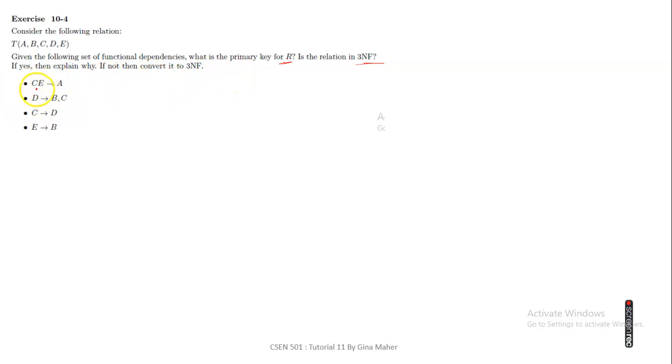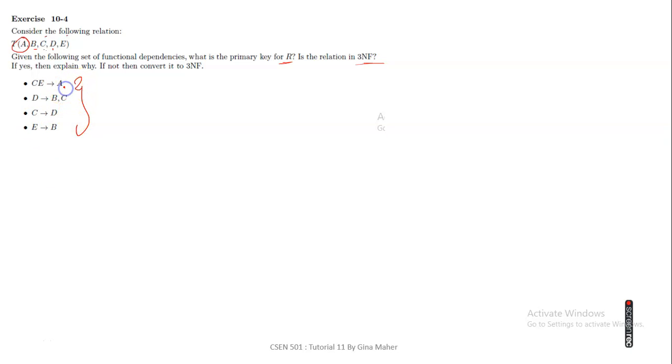Okay, if we have C and E together, we can get A. If we have D, we can get B and C. If we have C, we can get D. If we have E, we can get B. In order to get or extract the primary key easily, we can check the right hand side.